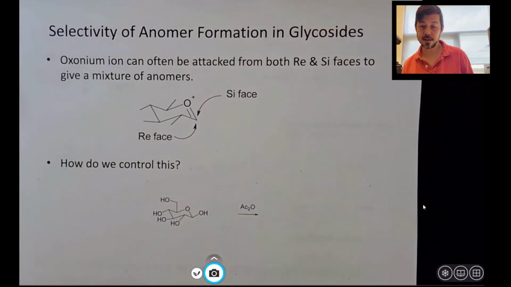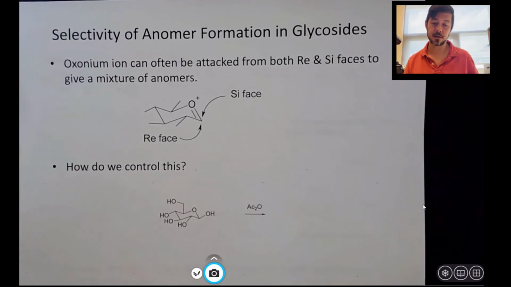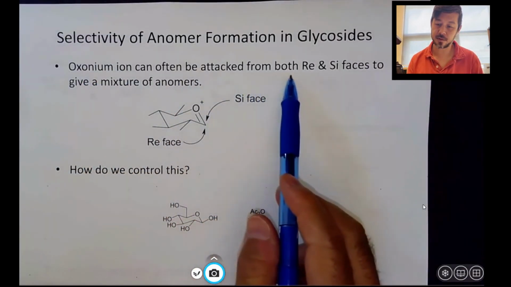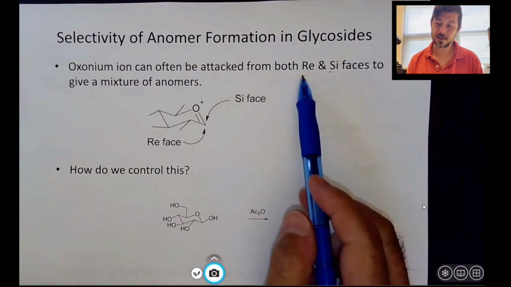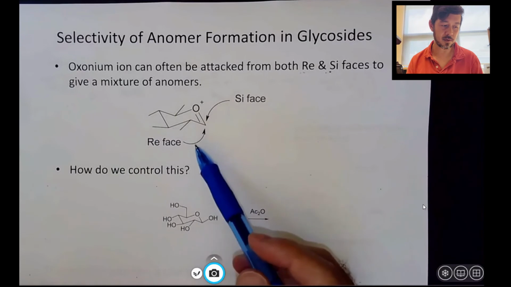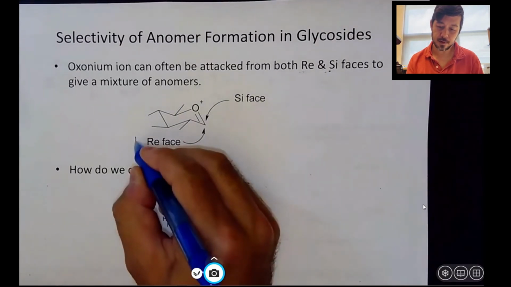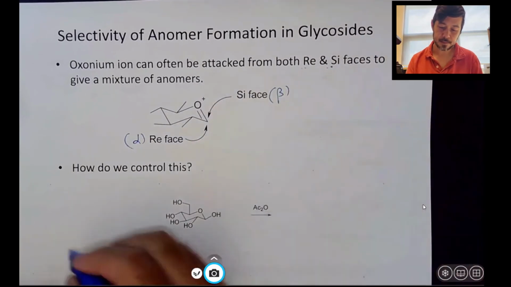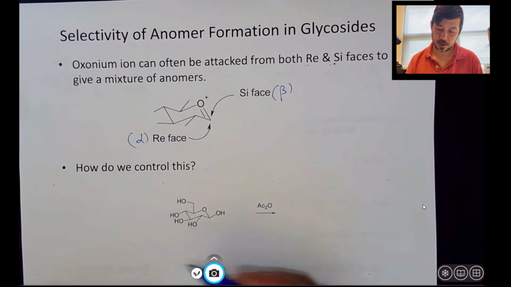Okay, so the selectivity of the anomer formation in glycosides. As I just mentioned, the oxonium ion can be attacked from both the bottom and top face. This is often denoted as the alpha and beta faces, to give a mixture of anomers. So how do we control that? All right, there actually is a really good method to do this.